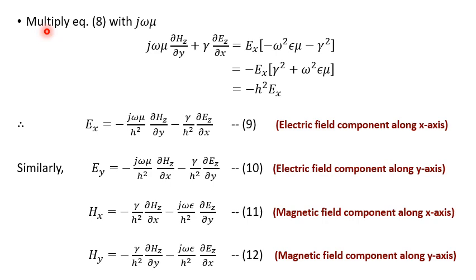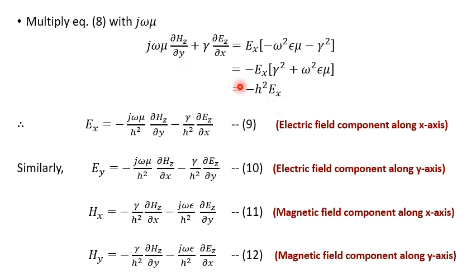Now on multiplying this equation 8 with j omega mu, you will get j omega mu into dou Hz by dou y plus gamma into dou Ez by dou x is equal to Ex into minus omega square epsilon mu minus gamma square. If you take this negative sign out, you will get a term gamma square plus omega square epsilon into mu, which is nothing but h square. So this is equal to minus h square into Ex.